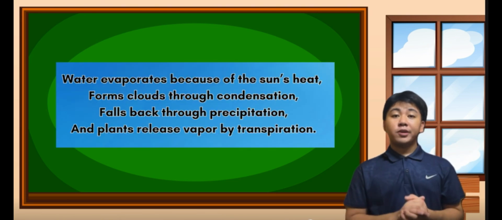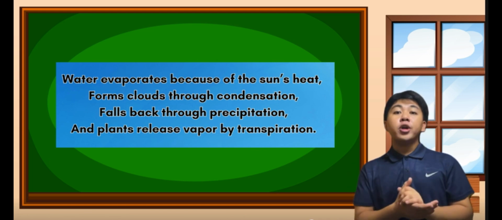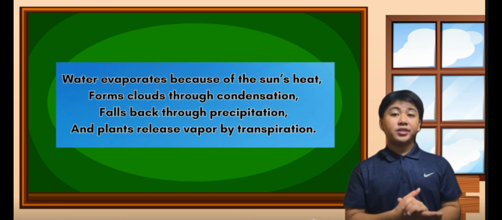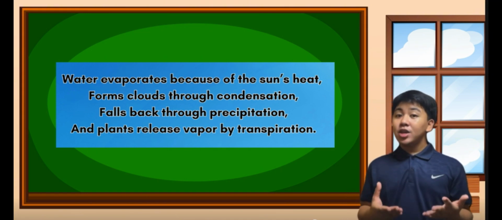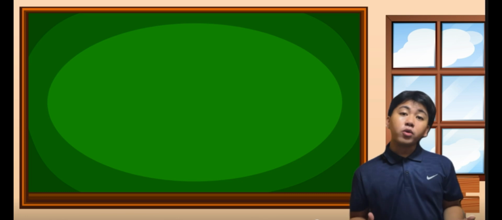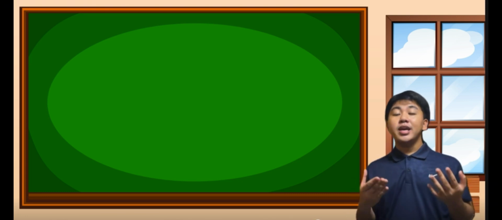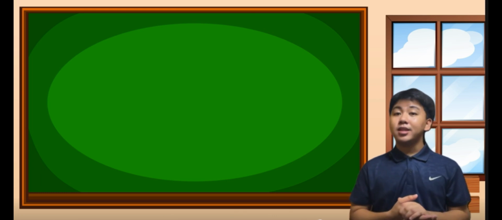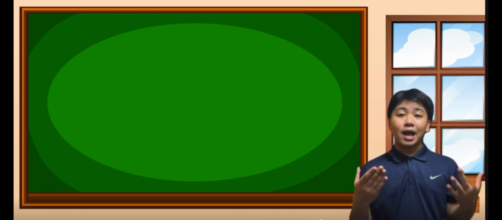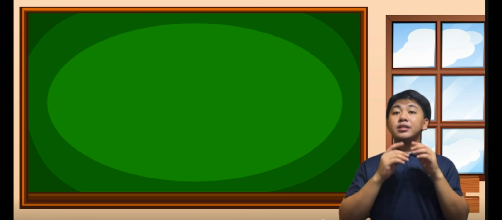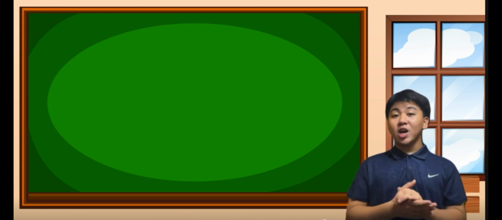Water evaporates because of the sun's heat, forms clouds through condensation, falls back through precipitation, and plants release vapor by transpiration. Then the water returns to bodies of water, and the cycle repeats. This is why we call it a cycle. It does not stop. Every time you see clouds, every time it rains, every time puddles dry up, that is the water cycle working around us.